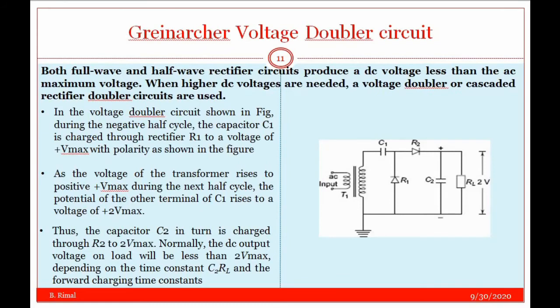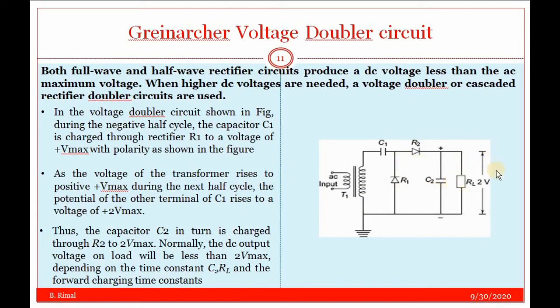the voltage doubler circuit, or Greinacher voltage doubler circuit. Both full wave and half wave rectifier circuits produce a DC voltage less than the AC maximum voltage, but the voltage doubler circuit will produce a voltage that is double the supply voltage. We can see a general circuit diagram of a voltage doubler circuit. Here is a high voltage transformer, two capacitors, two rectifiers and a load.